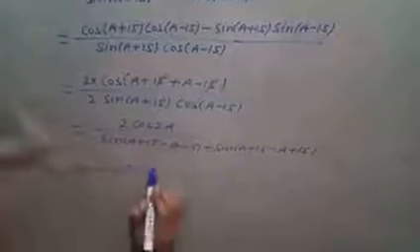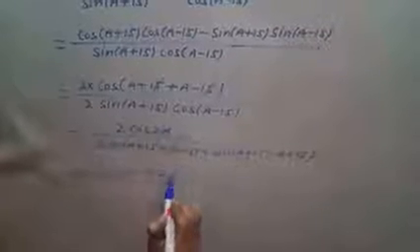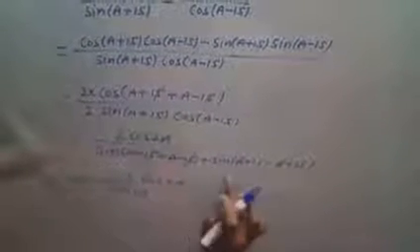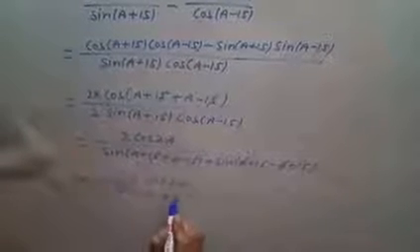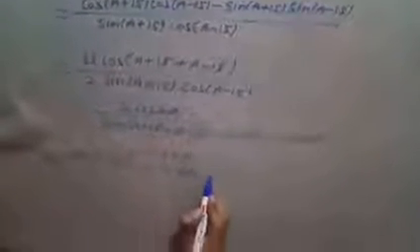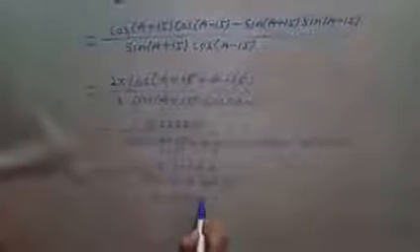Now 2 cos 2a, here a sin 2a, and sin 15 plus 15 sin 30. So 2 cos 2a upon sin 2a, the value of sin 30 is 1 by 2.